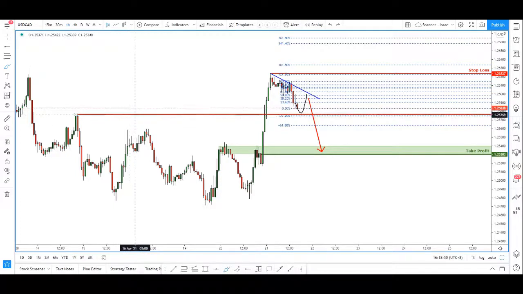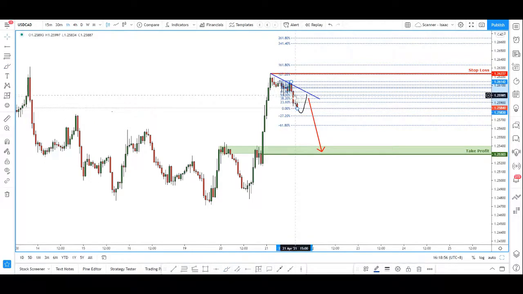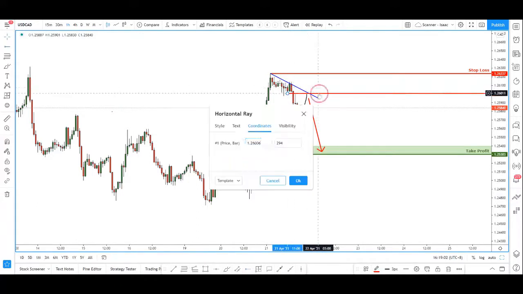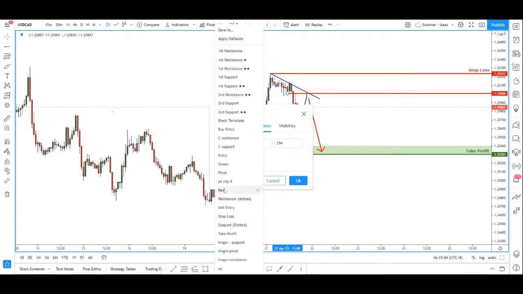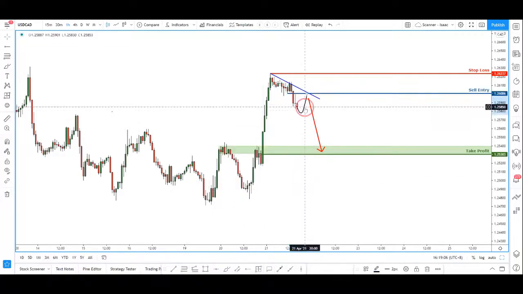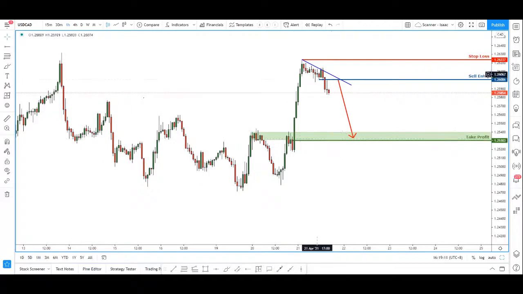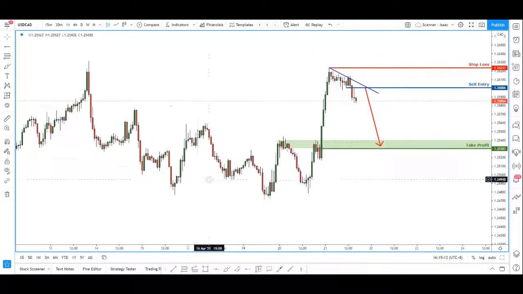Let me just move this line, and I'm going to highlight the 61.8 area as well, where it is actually a graphical overlap area once more. So we have a sell entry over here. We just wait for price to come back up, and of course we have take profit down here, an intraday take profit, and also our stop loss outside of the market structure.